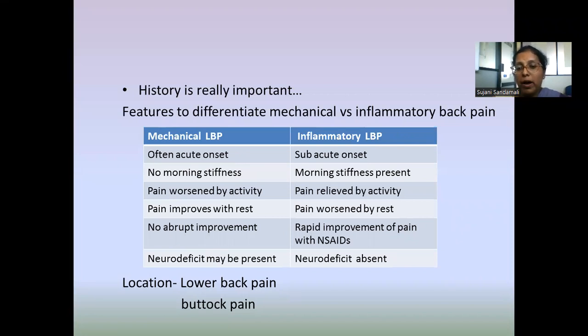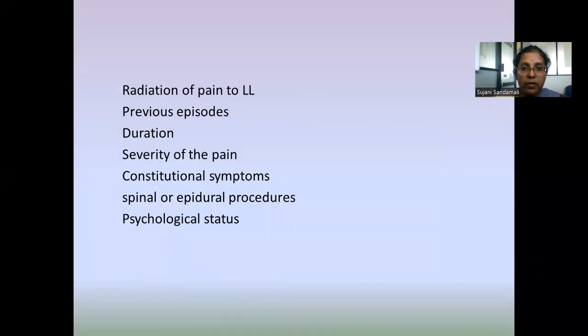And in inflammatory back pain, there are no associated neurological weaknesses. However, in some mechanical back pain, there can be associated neurological deficits. The other important thing is the location of the back pain, where the patient can point to the lower back. It is basically the lumbar or sacral area, or paraspinal muscles, or buttock pain, which may manifest sacroiliac joint involvement.